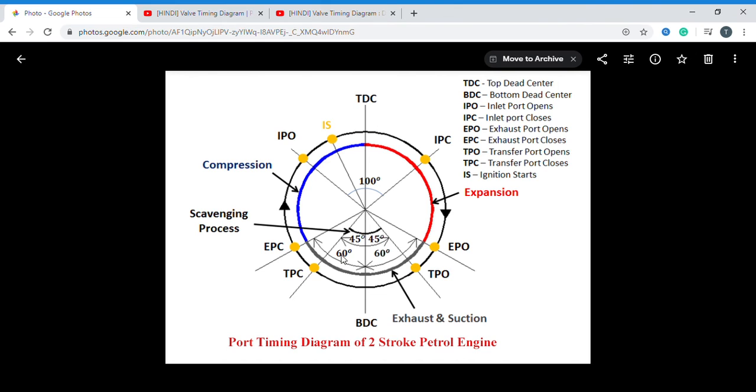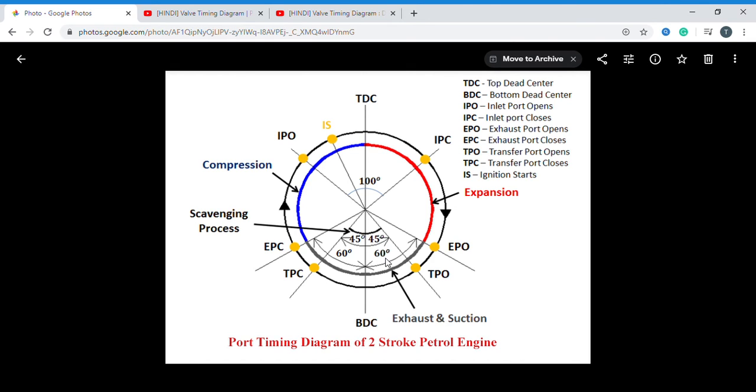Okay, and ignition starts here. The ignition starts, this is 45 degrees now, so at 45 degrees it will be open. So this is the complete information of the port timing diagram for the two-stroke petrol engine. So you have to get the information up.